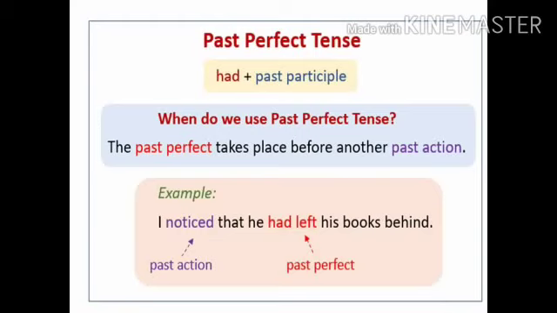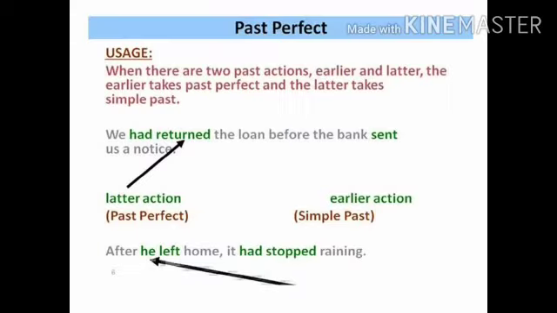The past perfect takes place before another past action, which means it is used to express the former action between the two completed actions in the past. Example, I noticed that he had left his book behind. First he left his book and then I noticed. So had left is a perfect action and noticed is another past action which completed after the first action.